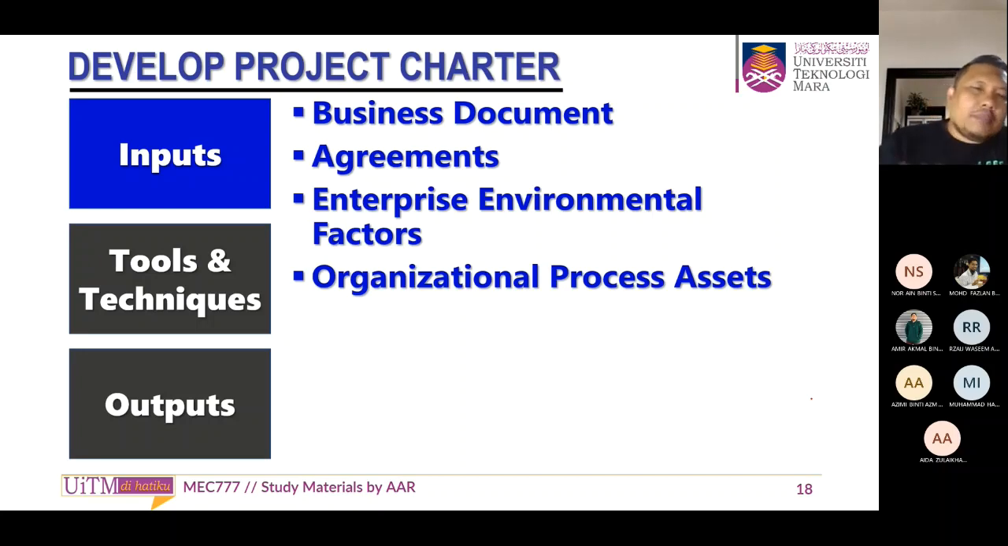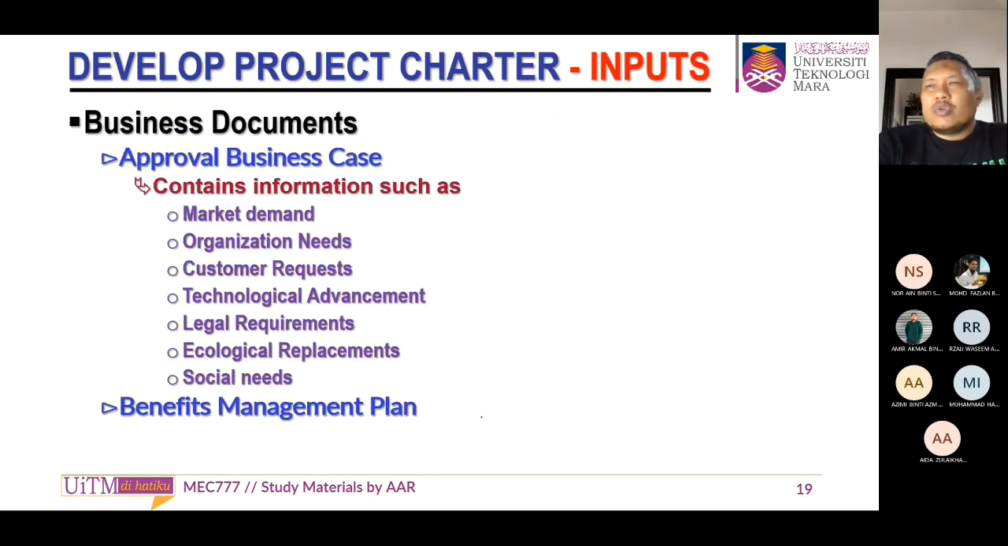All right, in every process we have what we call the inputs, the tools and techniques, and also the outputs. The first one is the input. So any process must involve inputs, the tools that we use, and then the outputs that come out from this process. Okay, the first process, to develop the project charter. What do we need to develop the project charter? One, we need the business documents. We must have this when we start the project charter. Before we prepare the proposal, we must have this.